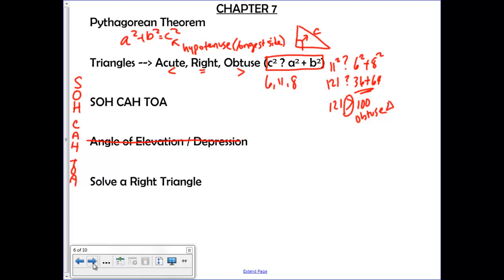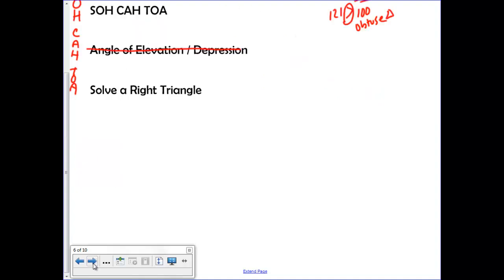Angle of elevation and angle of depression, I'm not too concerned about, but just remember this. Angle of elevation is the angle you look up at. And angle of depression, it's depressing, so from looking straight ahead, you look down. It's the angle that you look down at. To solve a right triangle, you need to do two things. What's one of those things?